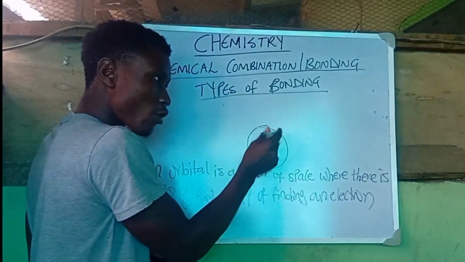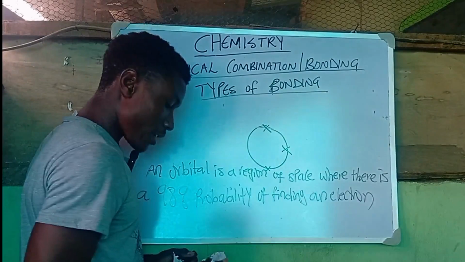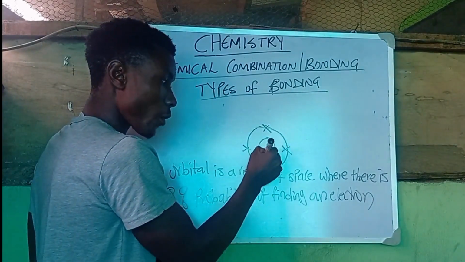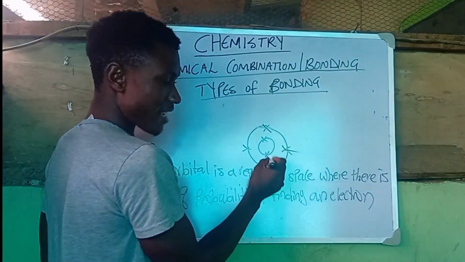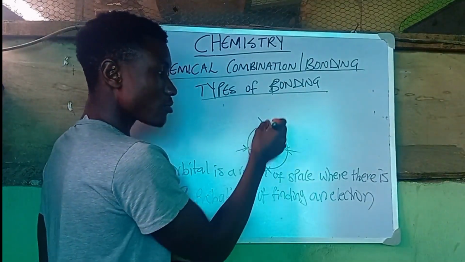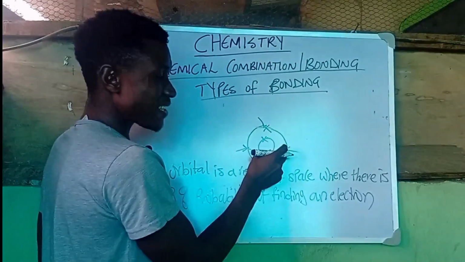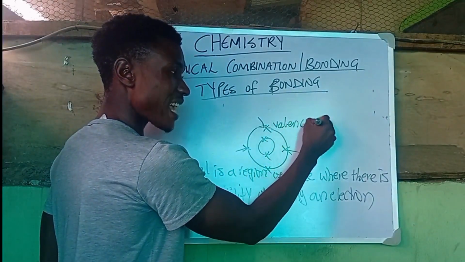So if this is an orbital, if you get to see those asterisks or the stars residing in the outermost shell of this orbital, that is what is known as electrons, revolving around the shell of an orbital. They can also be known as the valence electrons.